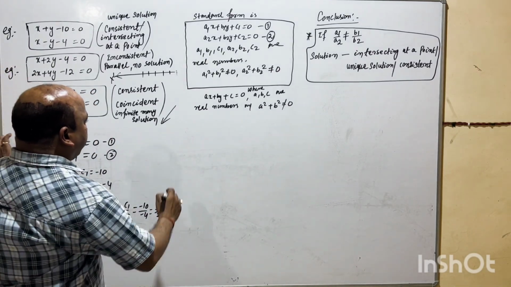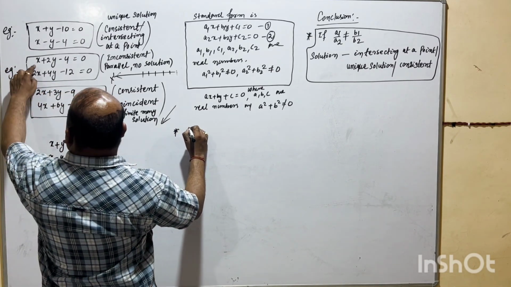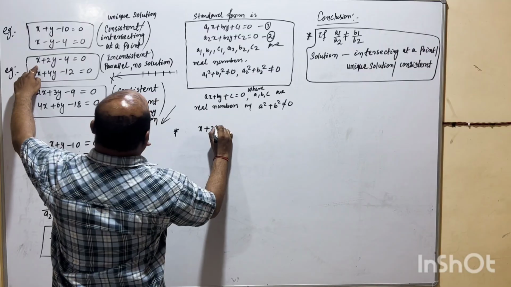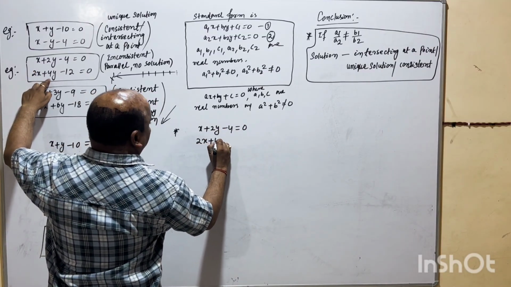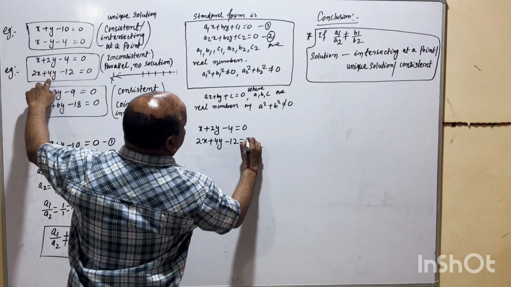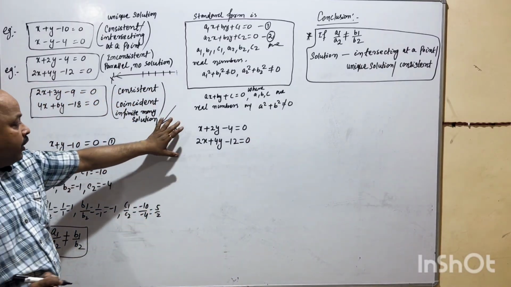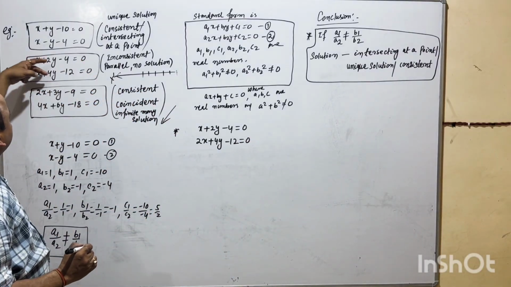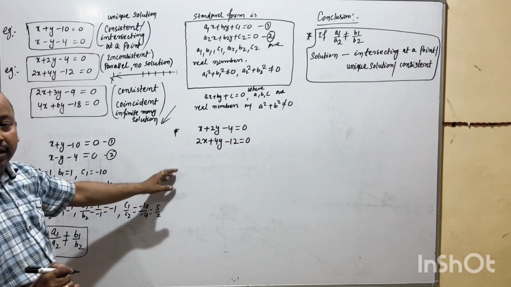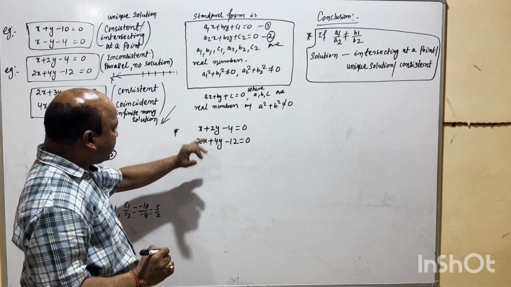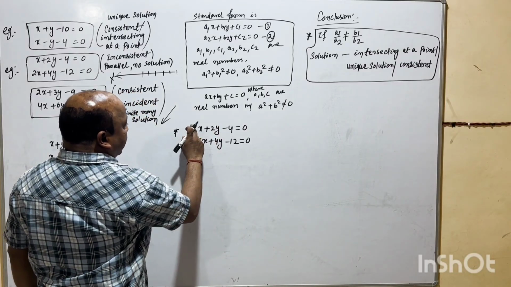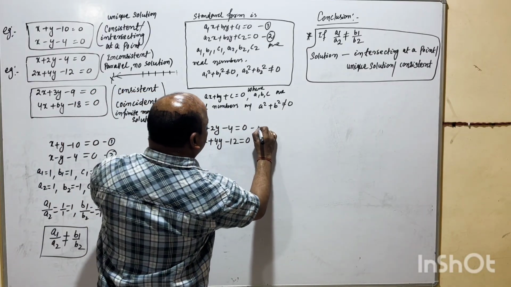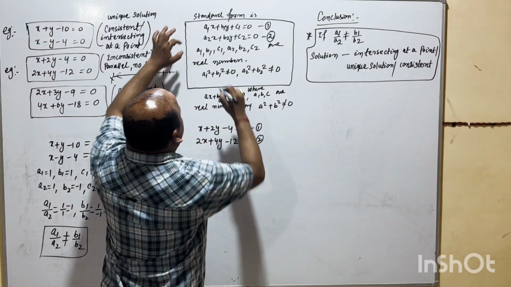Now come to the second pair. x plus 2y minus 4 equal to 0, and 2x plus 4y minus 12 is equal to 0. In the previous classes, I already proved that the straight lines are parallel with each other, after solving x and y here. So now, what are the coefficients comparing these two with this standard form?